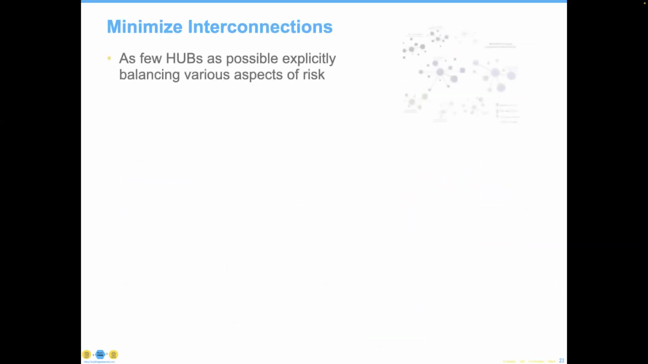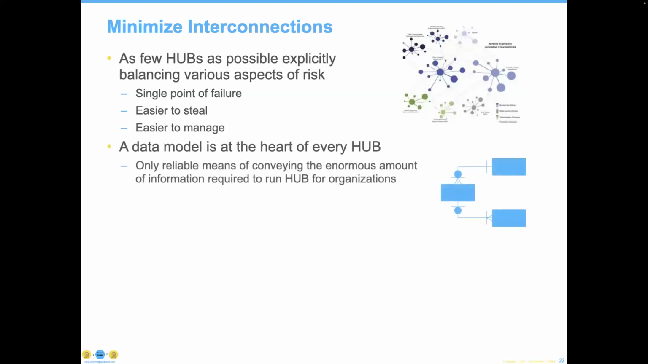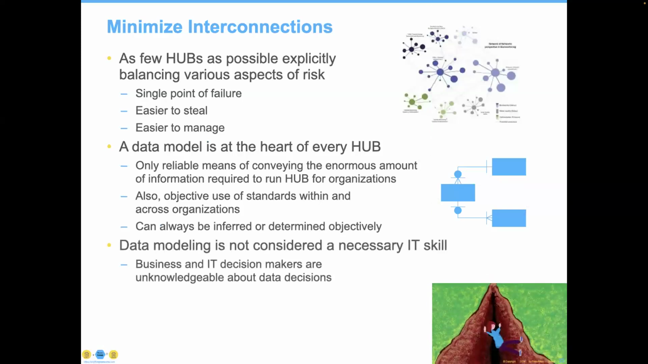So the key is that we want to minimize the interconnections and have as few hubs as possible. They do give us a single point of failure. If you have one hub, it's probably too few, but you can still manage them. But the key is the data model is at the heart of every hub. It's the only reliable way of conveying the enormous amount of information required to run this type of integration, whether you're doing it with a database or other types of technologies, and it also allows us to objectively determine and infer what can be determined back and forth.